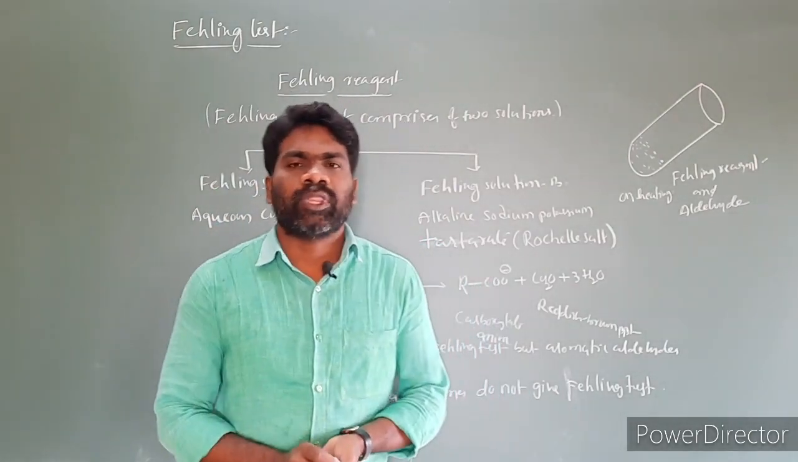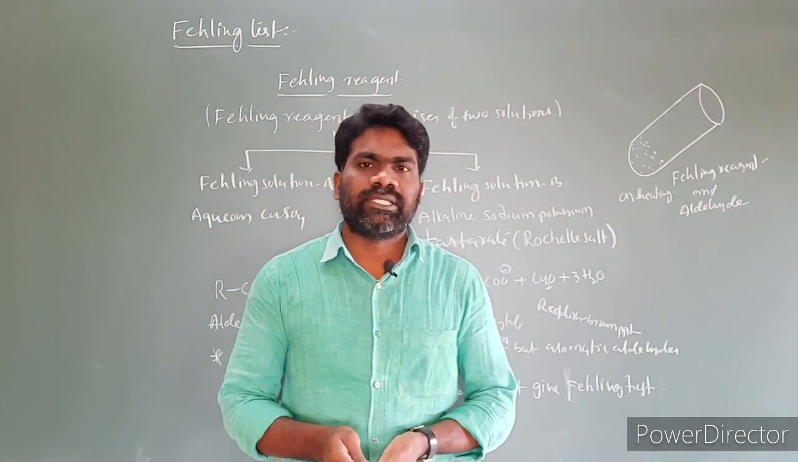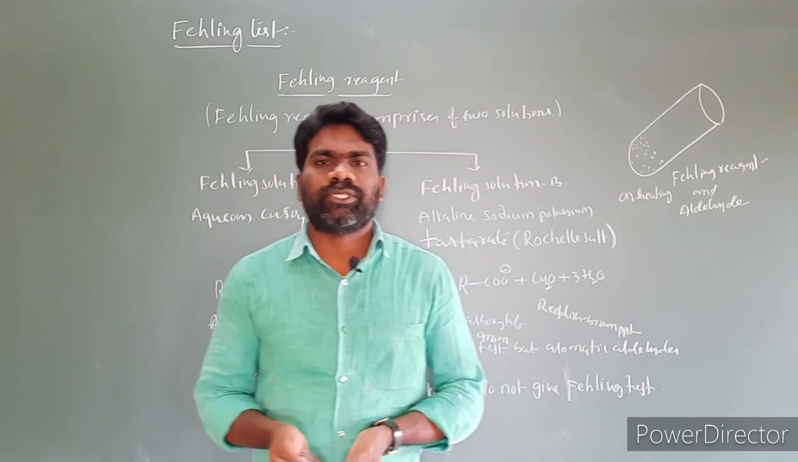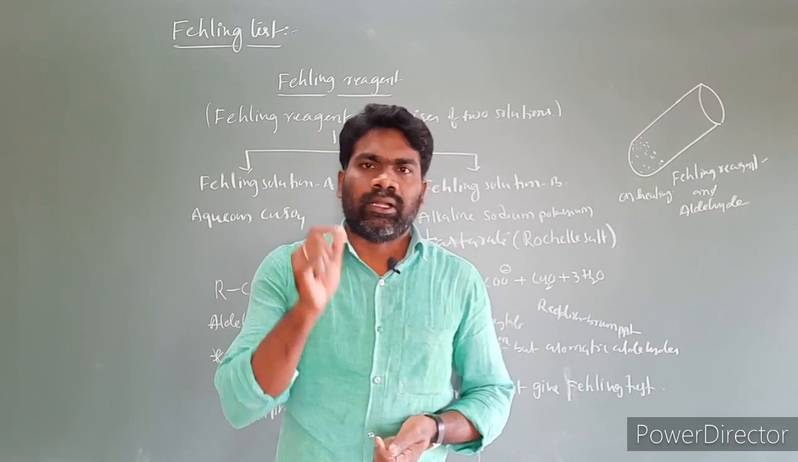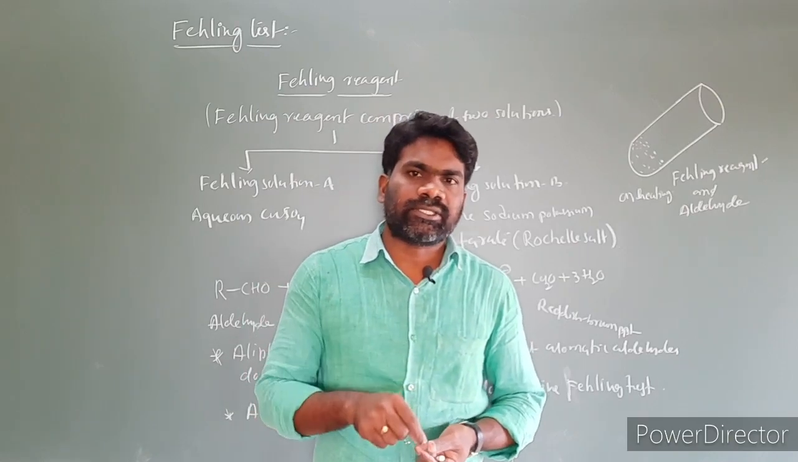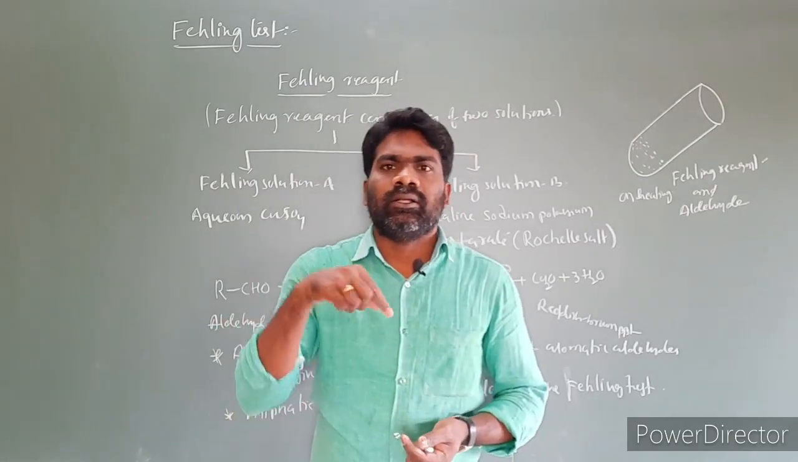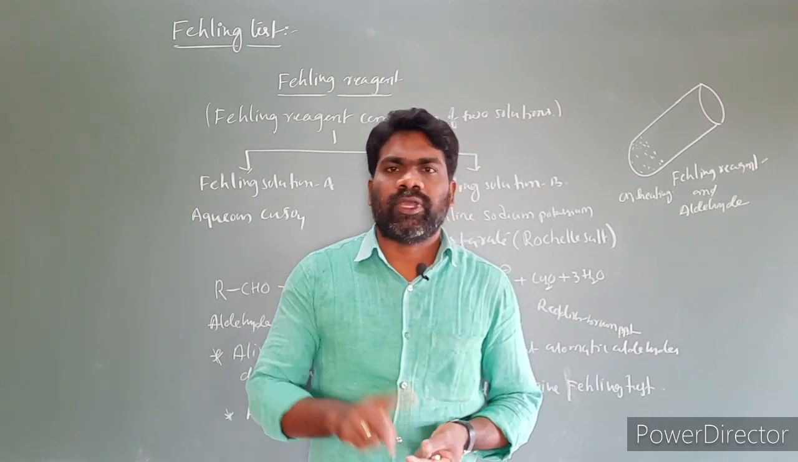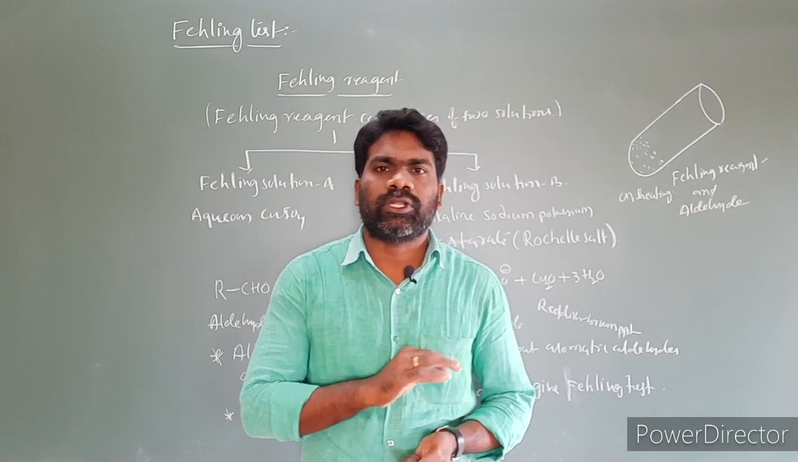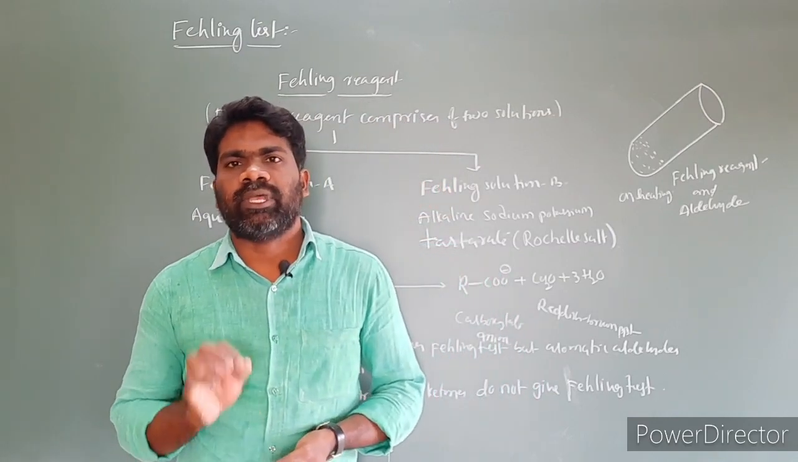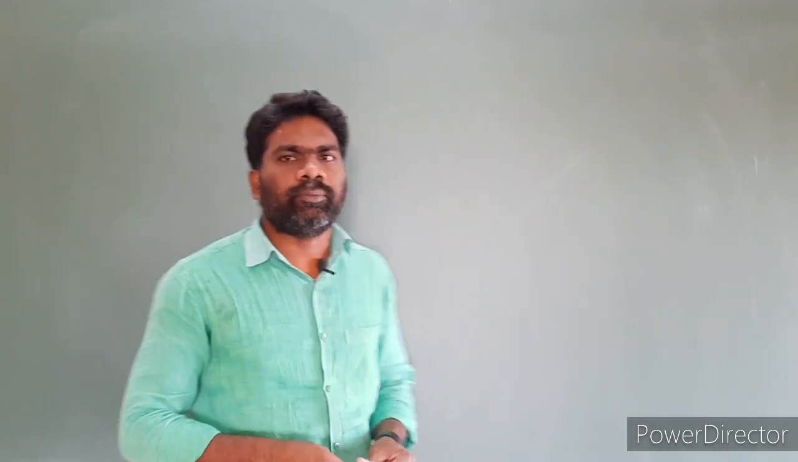So this is the Fehling's test. By using Tollens test and Fehling's test, we distinguish aldehydes from ketones. So the conclusion is aldehydes will give Tollens test and Fehling's test, and aromatic aldehydes do not give Fehling's test. All ketones, aliphatic and aromatic, do not give Tollens test as well as Fehling's test. Next, haloform reaction.